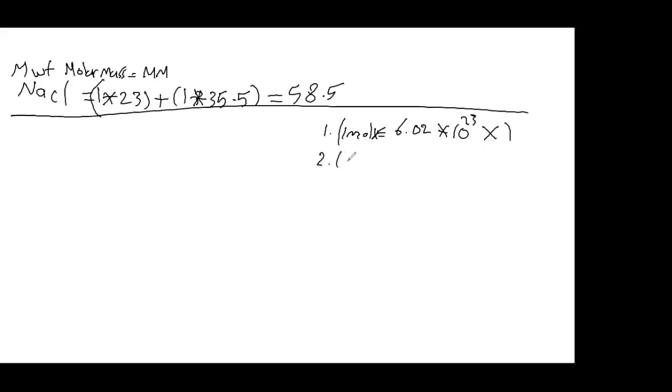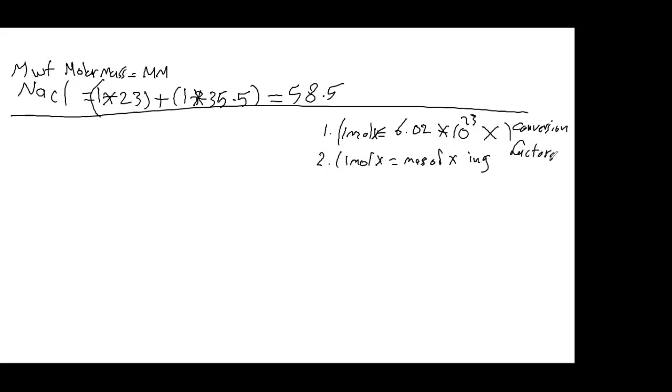Mole could equal mass, we said. 1 mole of X will equal the mass of X in grams. X could be an atom, a molecule, or an ion. Now, these two meanings, we will use as conversion factors.